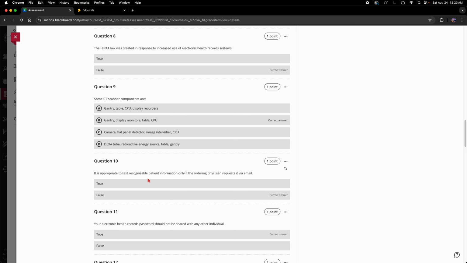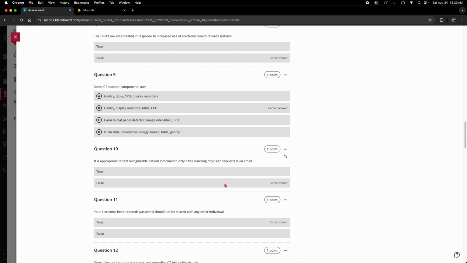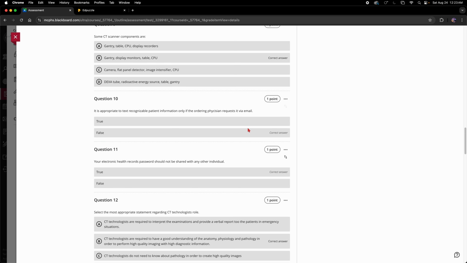It is appropriate to text recognizable patient information only if the ordering physician requests it via email. False. There are authorized texting applications depending on where you work, where you can take a picture of patient records, send patient information, and so on and so forth. The place where I work right now uses one called TigerText, and there are a variety of these texting applications. You can also use email, but it has to be encrypted.